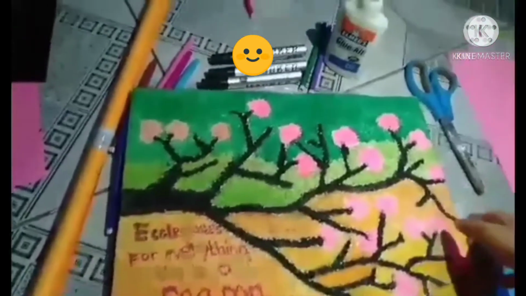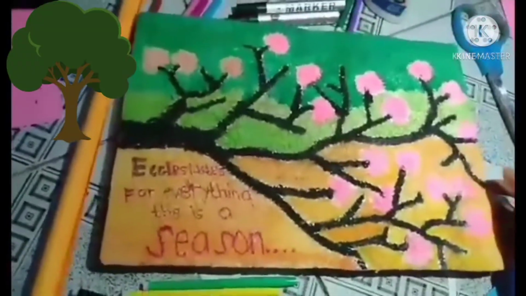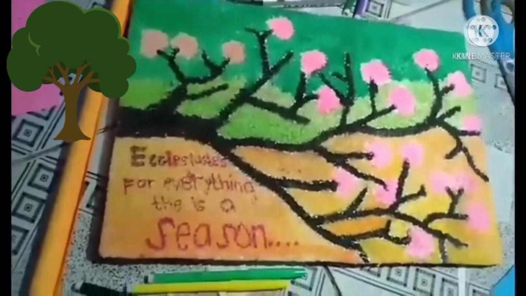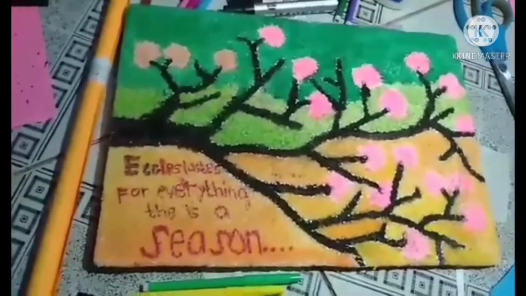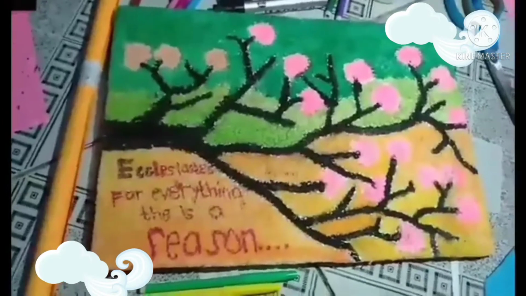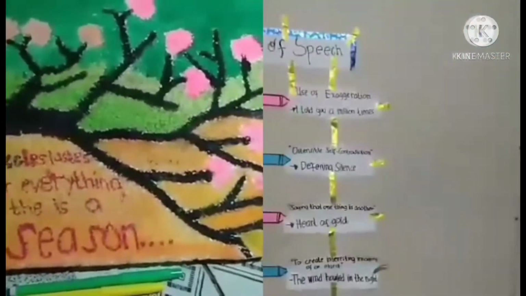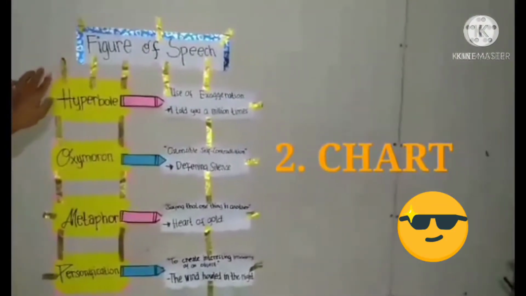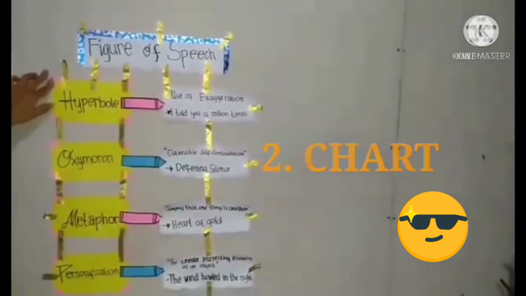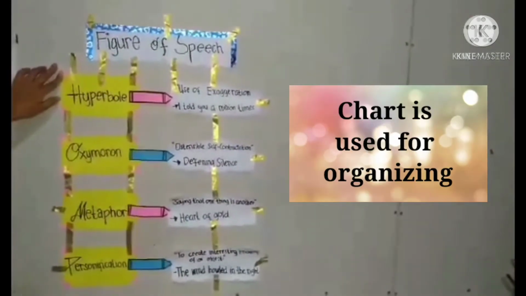Now this is what I have done for my poster. A poster is the symbolic representation of a single idea. Posters are meant to provide information to the learners regarding an important concept. This is charts. A chart is a diagrammatic representation of a system, process, or historical sequence of events.